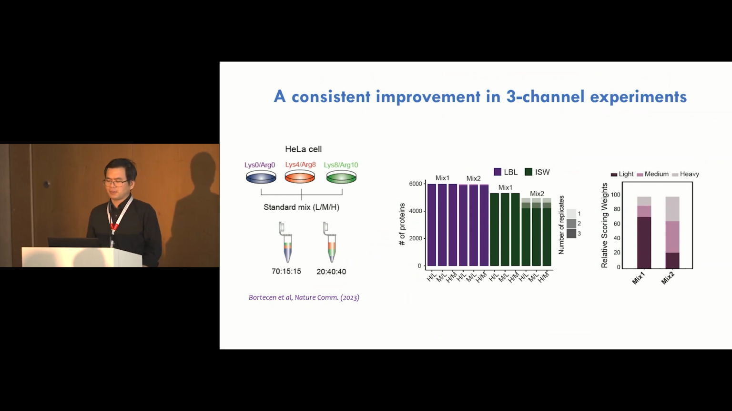And then we also quickly benchmarked a 3-channel select experiment using a nice data set published from Kingsfield group recently. So here they have not only the light and heavy, but also the medium version. And you can see they also generated a standard data set with the 3 channels spiked into 2 mixtures with different concentrations of heavy, medium, and light. And we can see nicely that LBL also performs better than ISW. Especially, you can see that in mixture 2, the light channel only accounts for 20% of the total peptide. Therefore, ISW actually fared quite a lot for the mixture 2. And again, the relative scoring weight, this histogram suggests that the machine learning intelligently decided to use proportional transitions that is consistent to these mixture configurations.